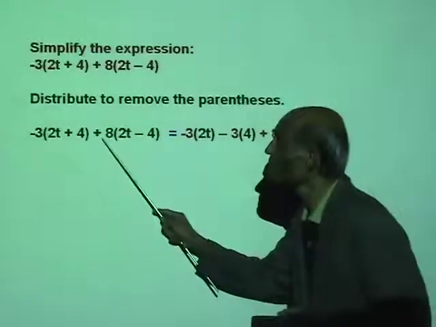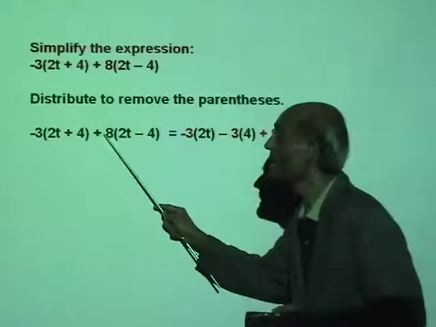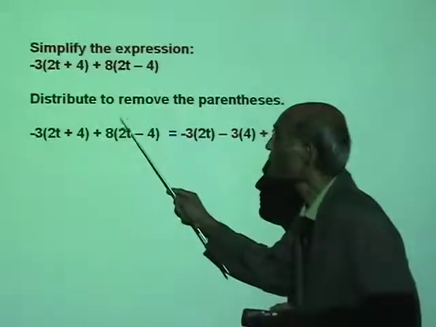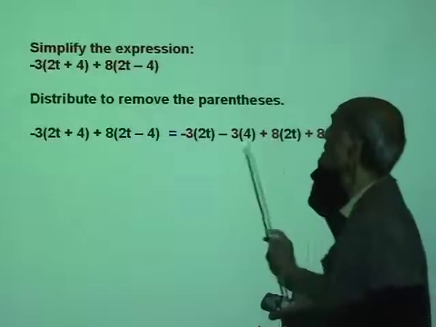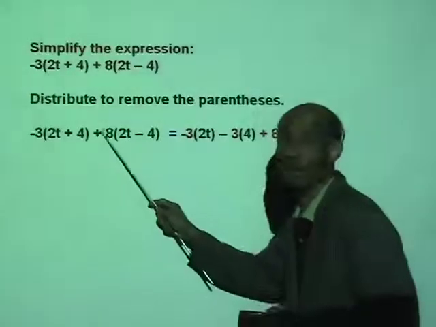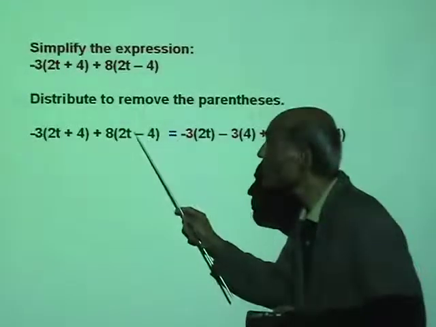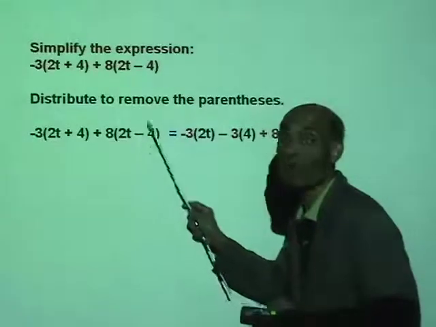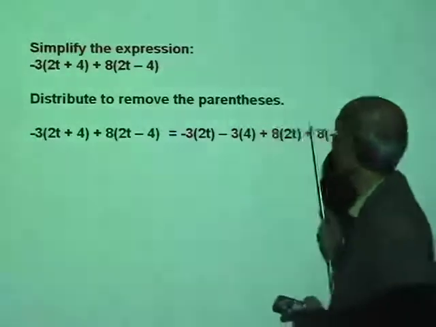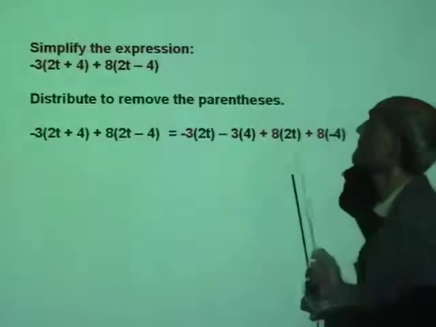Alright, now distribute the 8. 8 multiplied by 2t, there you are, 8 times 2t. And then multiply this 8 with the negative 4. Don't forget, the sign of that 4 is negative 4. 8 multiplied by negative 4.